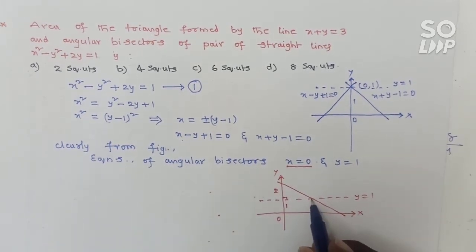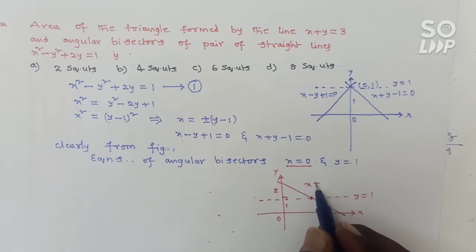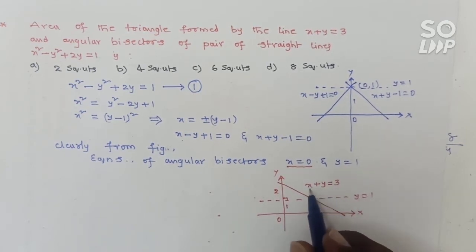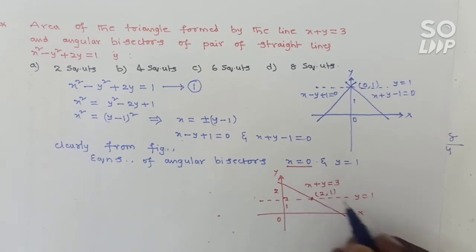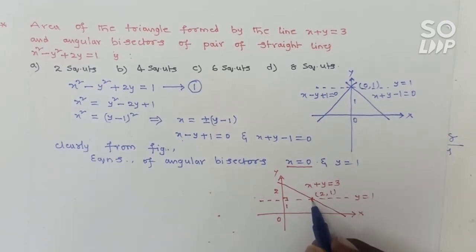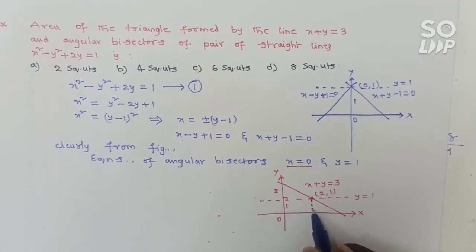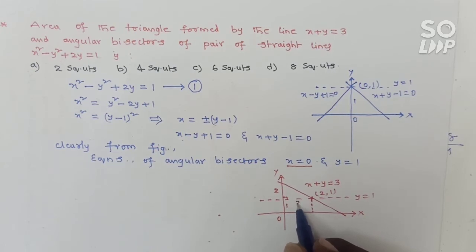Next, here these lines: y is equal to 1, and this one is x plus y is equal to 3. If you write y is equal to 1, x is equal to 2. So this point is nothing but (2, 1). That means this length will be equal to 2 and this length is equal to 1.